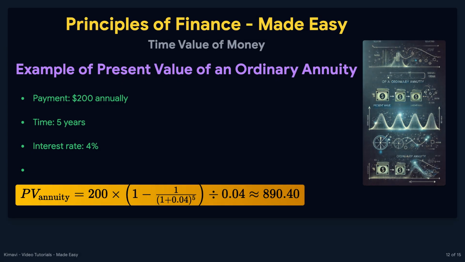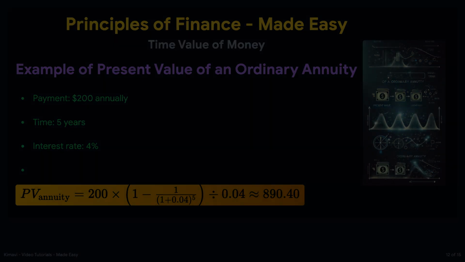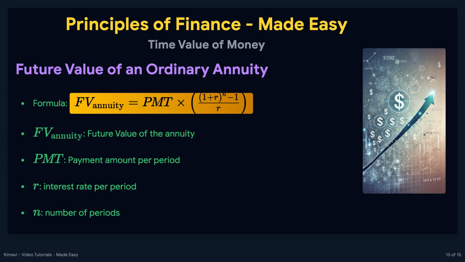Suppose you receive $200 at the end of each year for 5 years, and the annual interest rate is 4%. The present value of this ordinary annuity is calculated as follows. PV annuity equals 200 times (1 minus 1 divided by (1 plus 0.04) raised to the power of 5), all divided by 0.04, which is approximately $890.40.